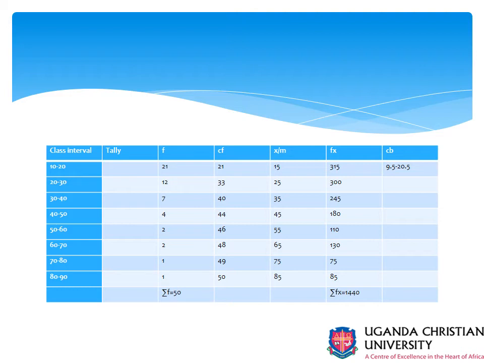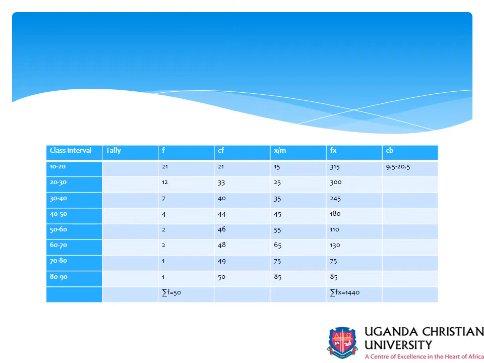It doesn't stop you from using any letter, but you can use a letter and then later on define it. So this letter x stroke m represents the midpoints, which means the observations have been condensed into midpoints. And how do we get midpoints? We add the lower class limit and the upper class limit, and then divide by 2 for each of the classes, and that gives us what we call midpoints.